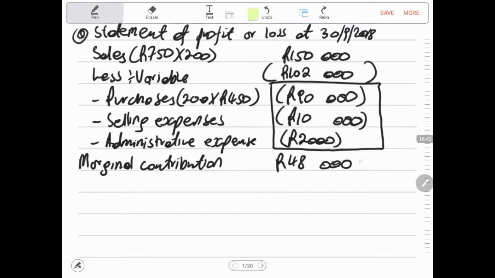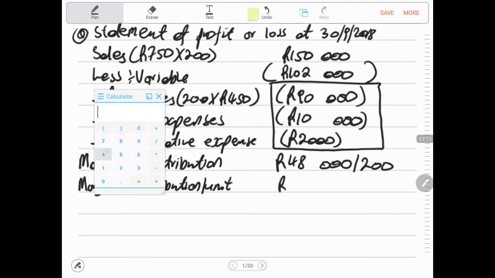So now if we want to know the contribution per unit, remember I'm just drifting away a little bit because I'll use this later on in the second question. So if I want to know my marginal contribution per unit, this is not part of this question now. I will divide here by 200, and when I divide here by 200, it will be 48,000 minus 200. Then my marginal contribution now per unit will be 47,800.